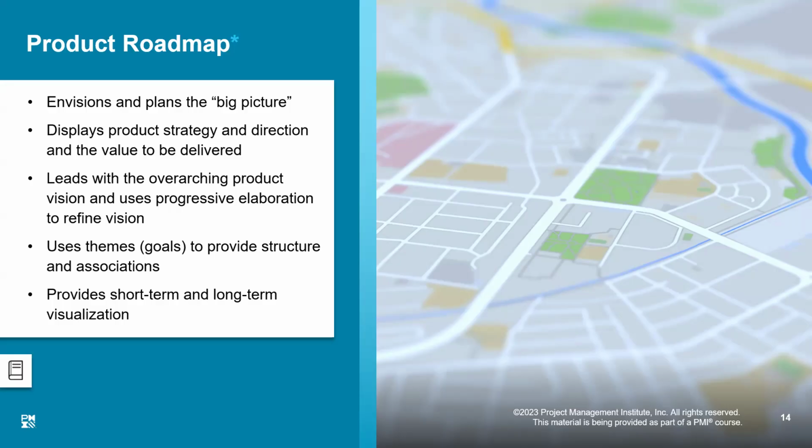It also displays product strategy and direction and the value to be delivered. It leads with the overarching product vision and uses progressive elaboration to refine the vision. It uses themes to provide structure and association. And last but not least, it provides short-term and long-term visualization.